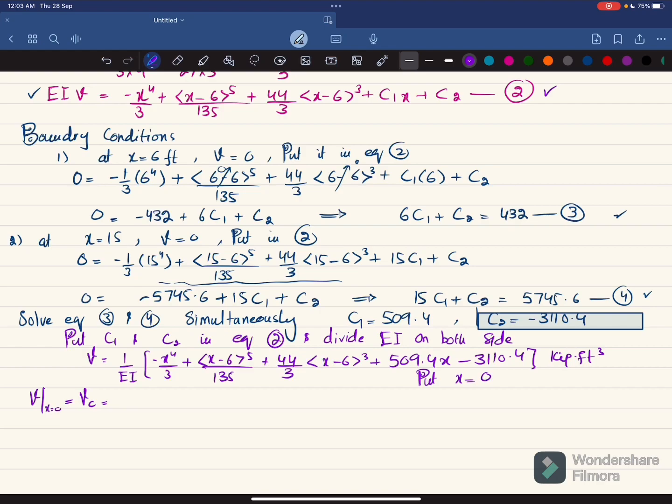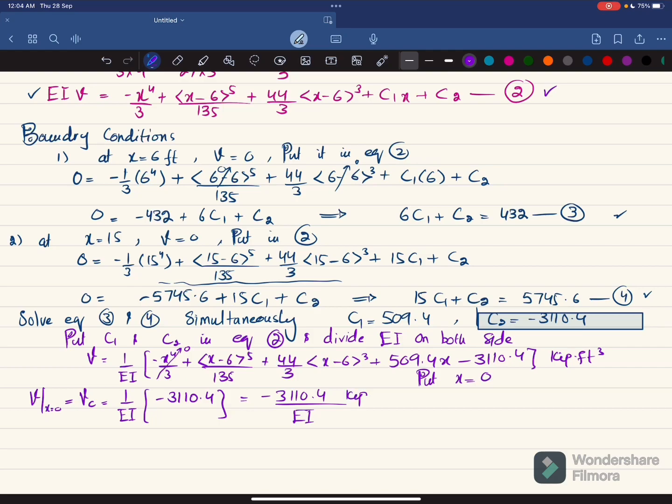so this deflection will be equal to VC, or V at x is equal to 0, and this will be equal to 1 over E into I. This term will be 0 because this term will be equal to minus 6 if you put x. So anything that is negative inside the Macaulay bracket will be 0. Similarly, this term will be 0, this term will be 0. So we will be left only with this term. So it will be equal to minus 3110.4 divided by E into I.